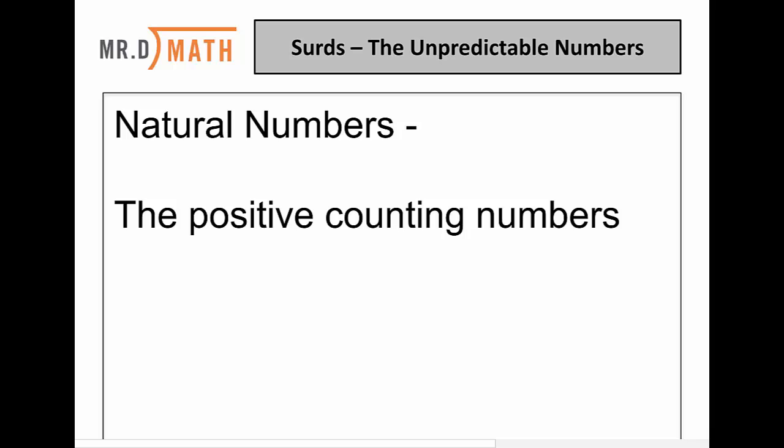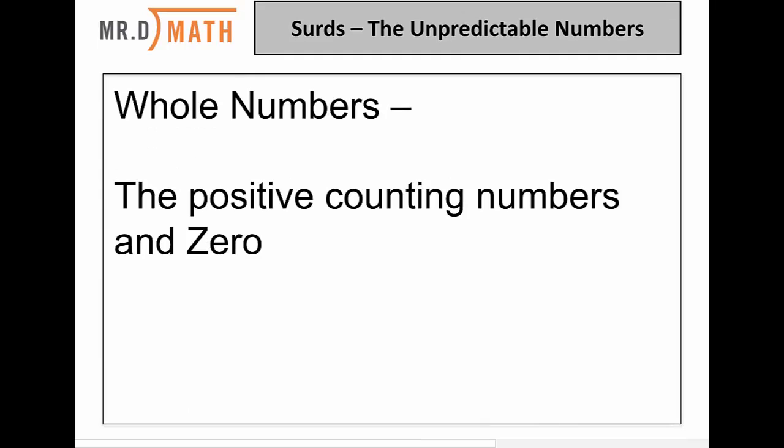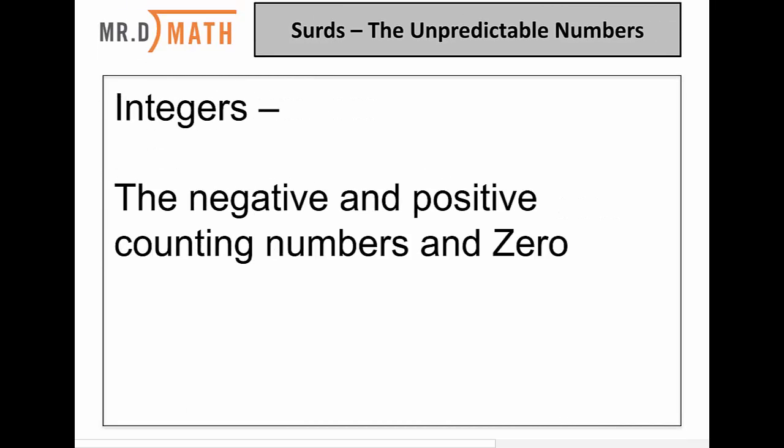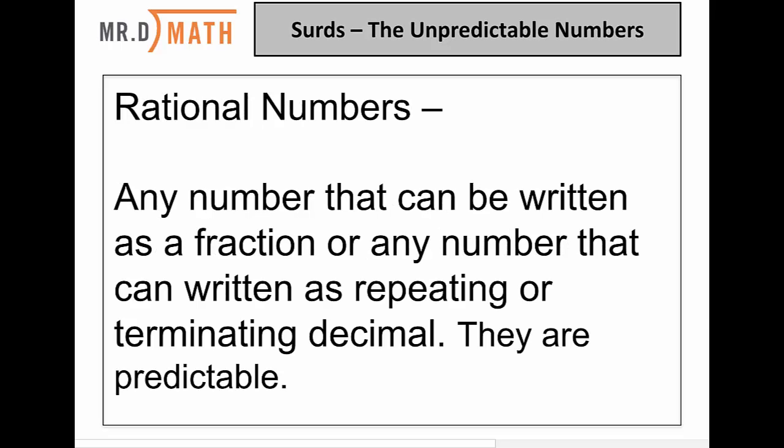But let's put it all together so you get the whole picture. Surds are just a piece of the puzzle. Natural numbers, the positive counting numbers. Whole numbers, the positive counting numbers, and 0. Integers, the negative and positive counting numbers, and 0. Rational numbers, any number that can be written as a fraction or any number that can be written as a repeating or terminating decimal. What I want you to remember is rational numbers are predictable. You know what's coming next.